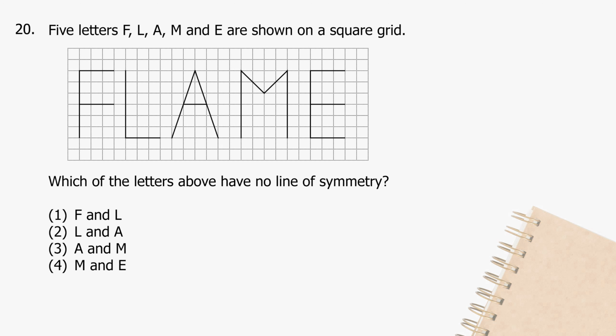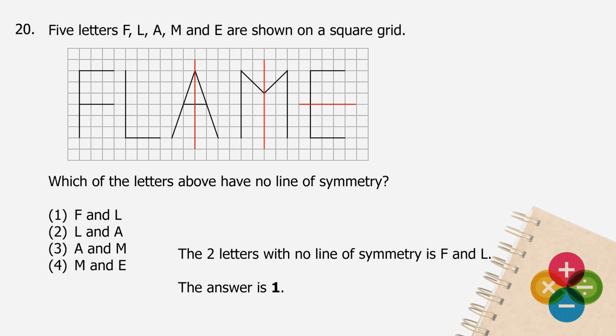Question 20. 5 letters F, L, A, M, and E are shown on a square grid. Which of the letters above have no line of symmetry? The two letters with no line of symmetry are F and L. The answer is 1.